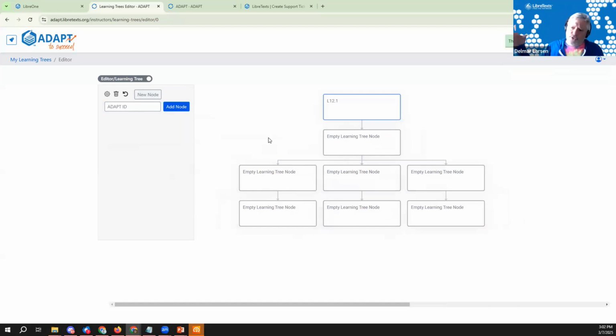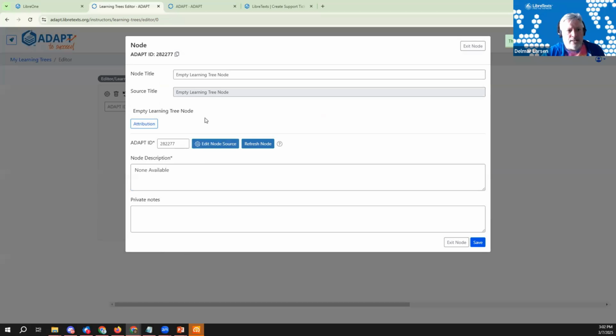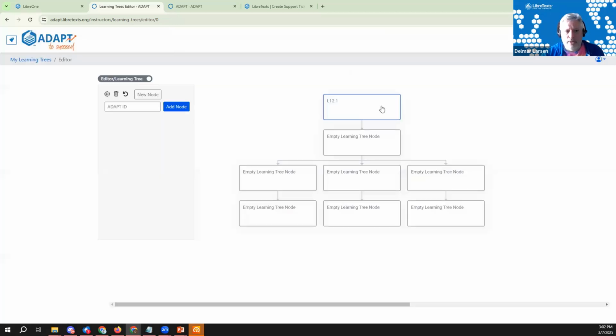That means there's no exposition, there's no question connected to it. It's just an empty box, except for the top one, which actually has a real question embedded into it. And then I can come in, and if I want to, I can actually edit the question or edit the node in here, or assign a new adapt entry into it and such. I'm going to leave it at this for now.